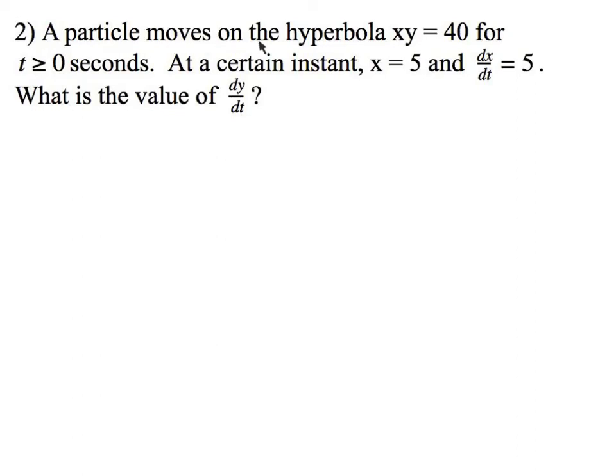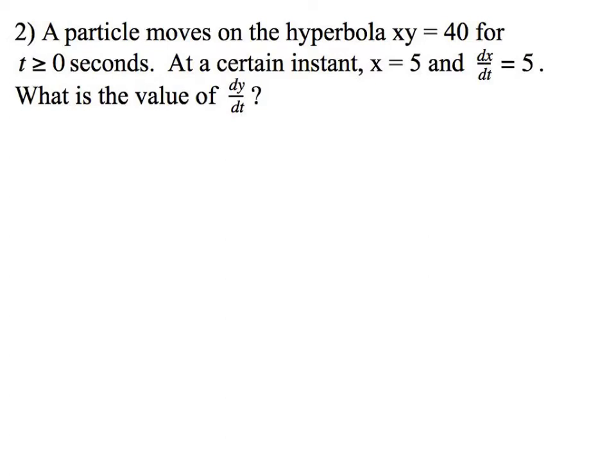A particle moves on the hyperbola xy equals 40 for t values greater than or equal to 0 seconds. At a certain instant, x equals 5, dx/dt also equals 5. What is the value of dy/dt?